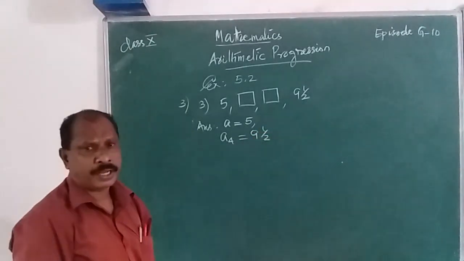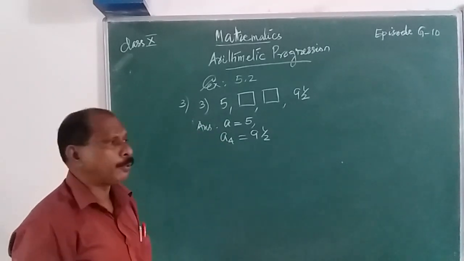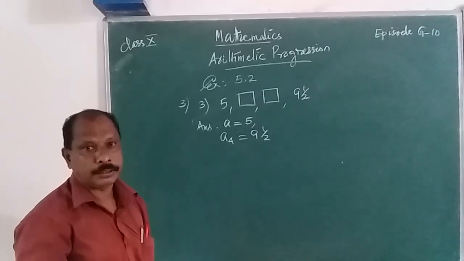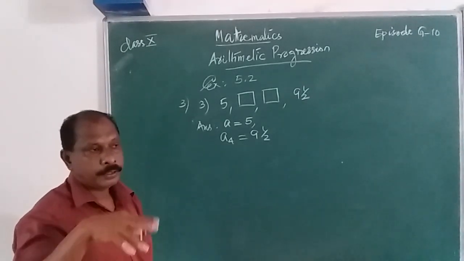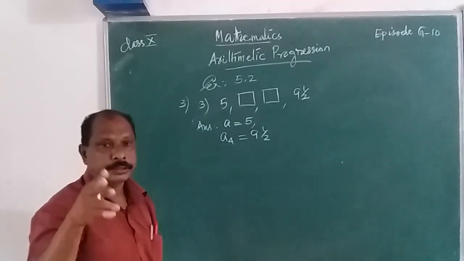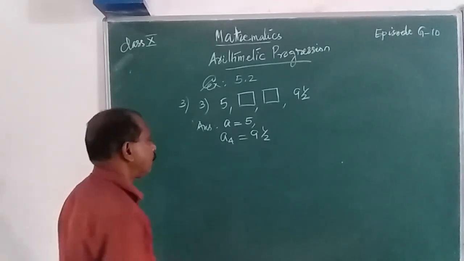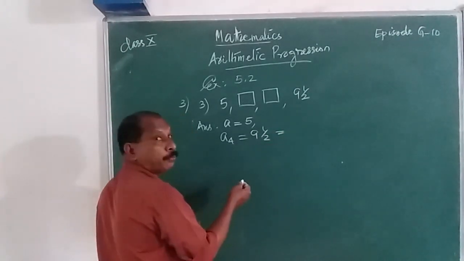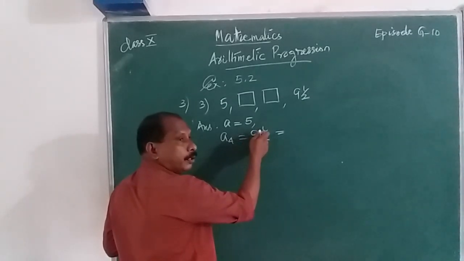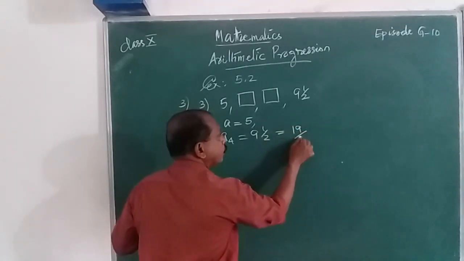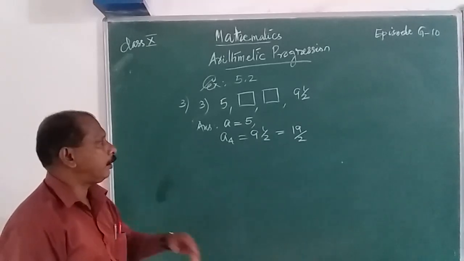That is in mixed fraction. We can convert the mixed fraction into an improper fraction. Improper means the numerator is more than the denominator. If the numerator is less, it is proper. If the numerator is more, it is improper. The value of a proper fraction is less than 1, and an improper fraction is greater than 1. Therefore, converting to improper: 2 into 9 is 18, plus 1 is 19. That is 19 by 2.